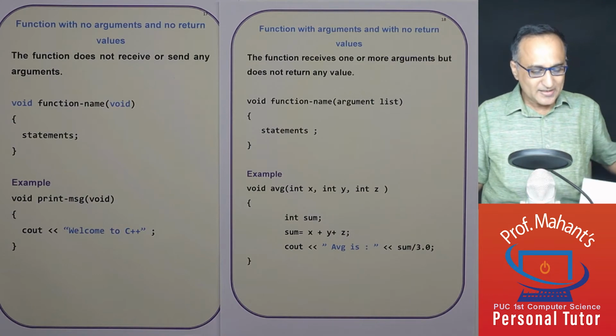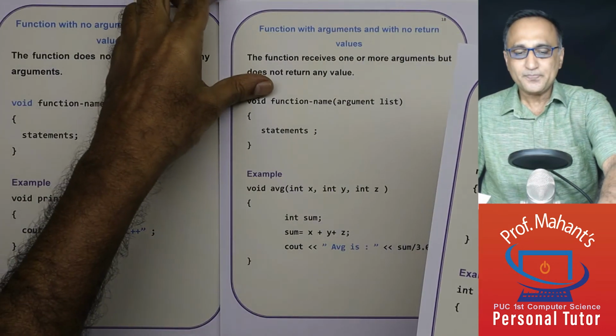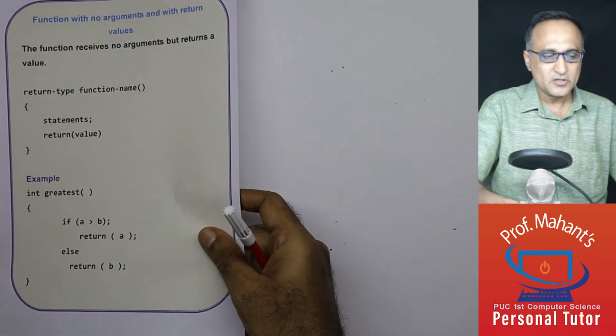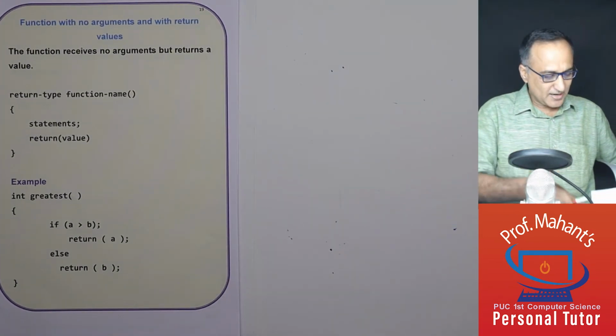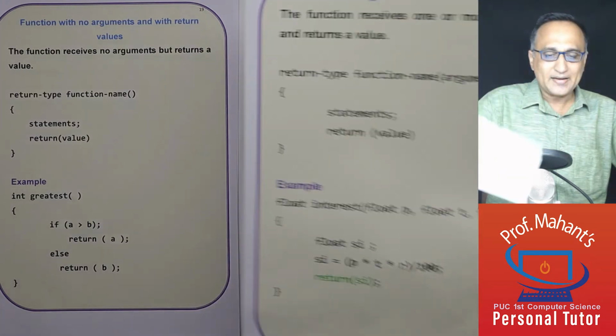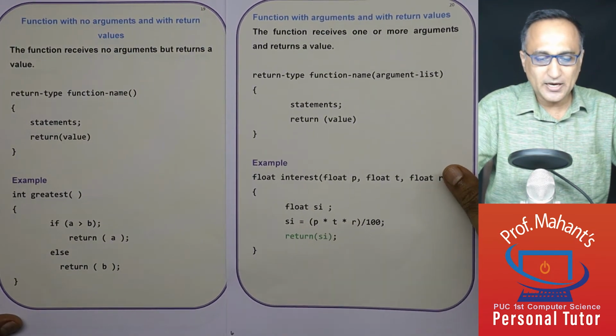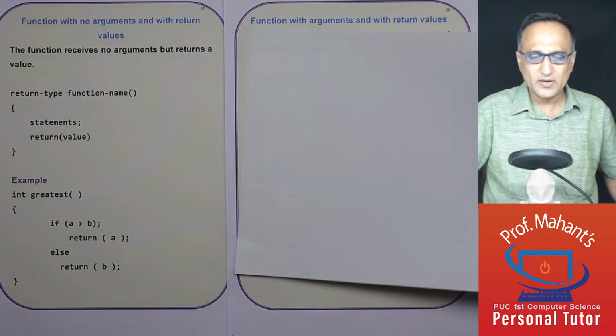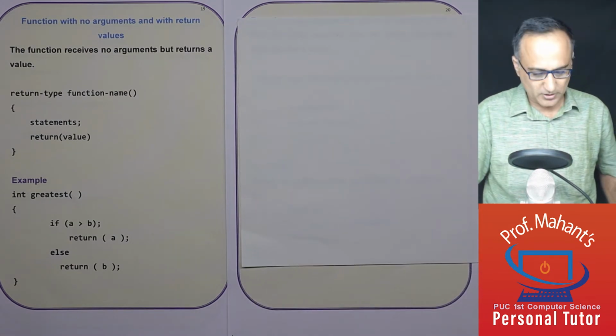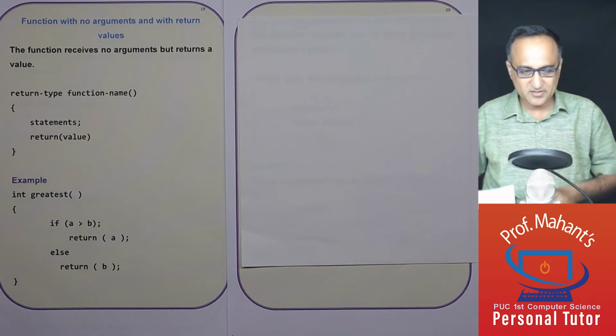Let's take a look at some other types of functions. So the first one happens to be functions with no arguments and a return value, and the next one happens to be function with arguments and a return value. We'll go through them one at a time. So for now, let's try to block this fellow out so that we don't get lost or distracted.